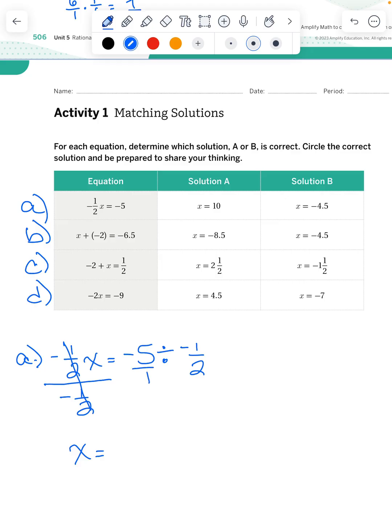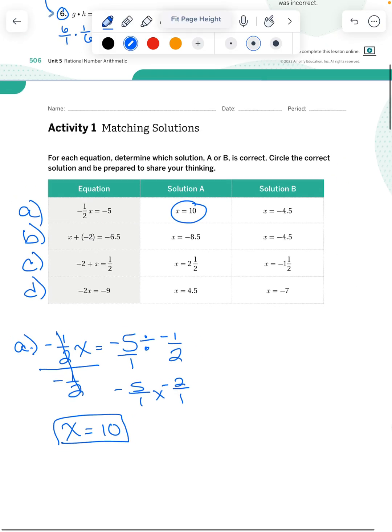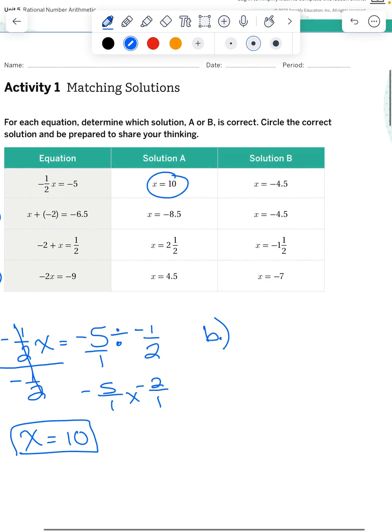So I've got my variable, my letter by itself. On the right, now I can solve. A negative divided by a negative is a positive. I'm going to keep that first fraction the same and multiply by the reciprocal. And when I multiply straight across, I'm going to get a positive 10 over 1 or 10. So on A, your solution is 10. Okay, that is how we are solving these.